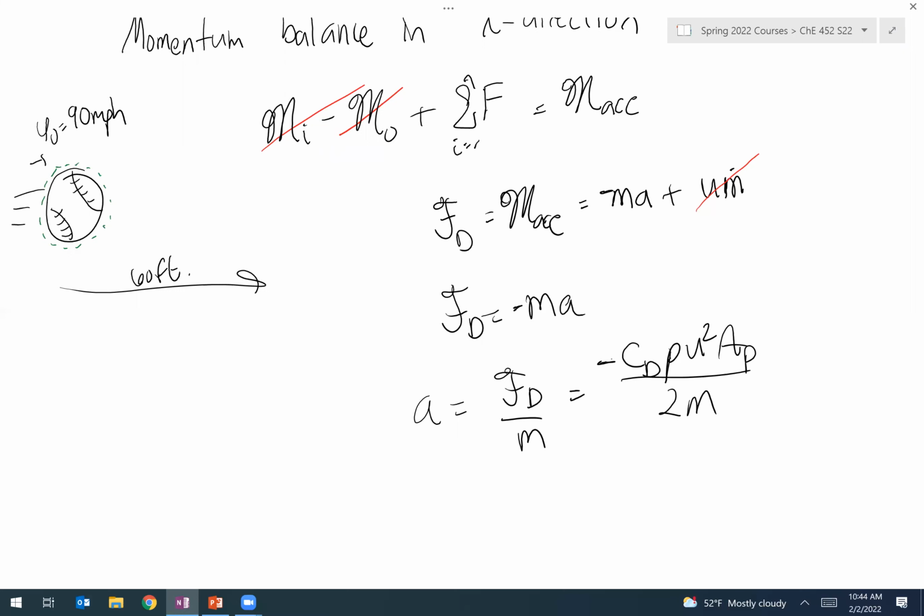Why? F equals ma. Yeah, but it takes a long time to get to F equals ma. What is A_P? The projected area of the baseball. It's really just a cross-sectional area. From the discussions we had back in 317 on drag force, it's essentially the flow projected area.